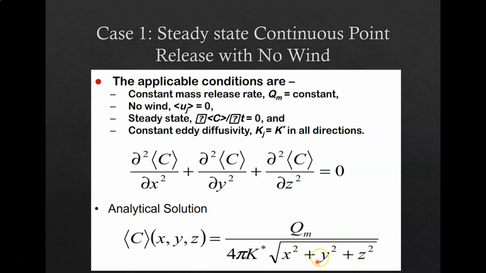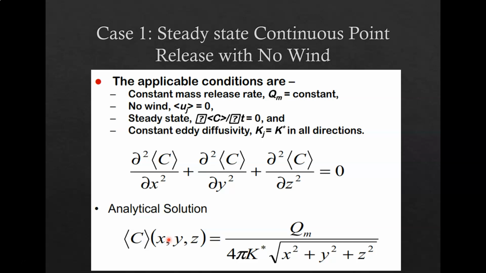So to determine the concentration at a location, you need to have the information of the location, the QM, the constant mass release rate, and also the eddy diffusivity. Then you can determine the concentration at that point. This is case 1.